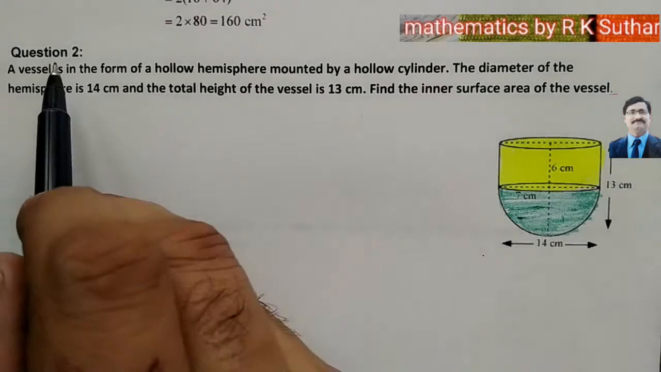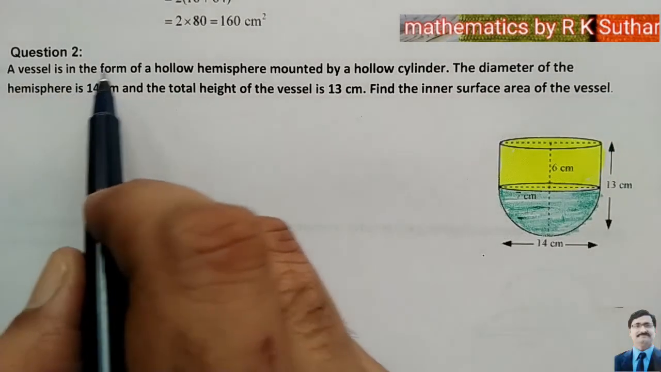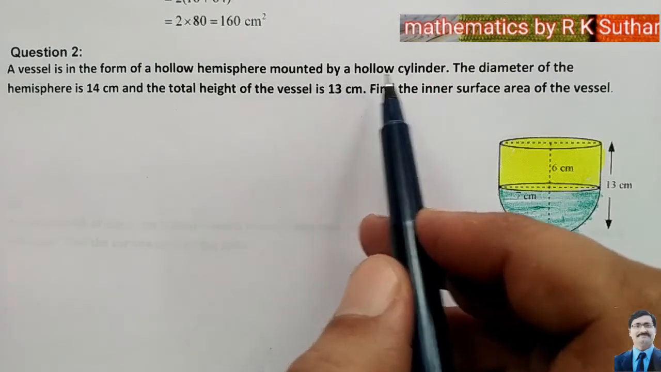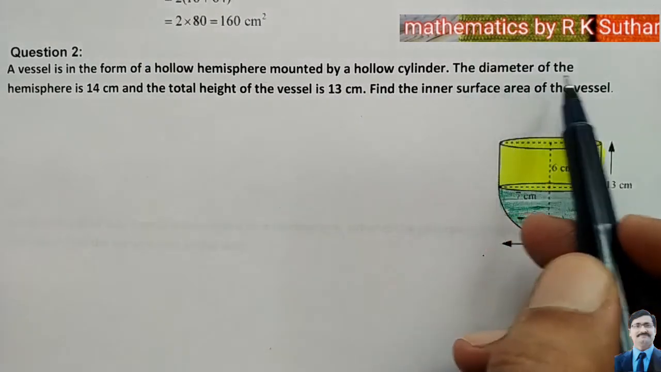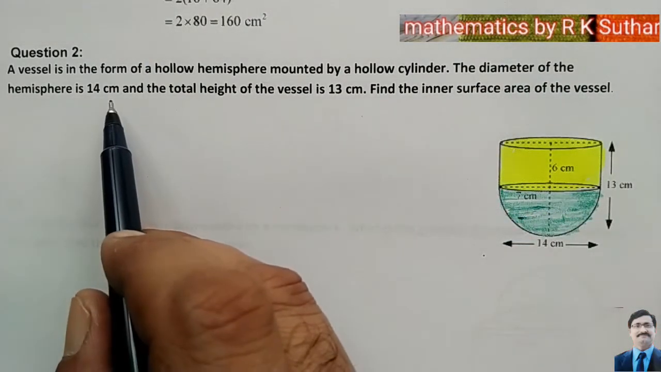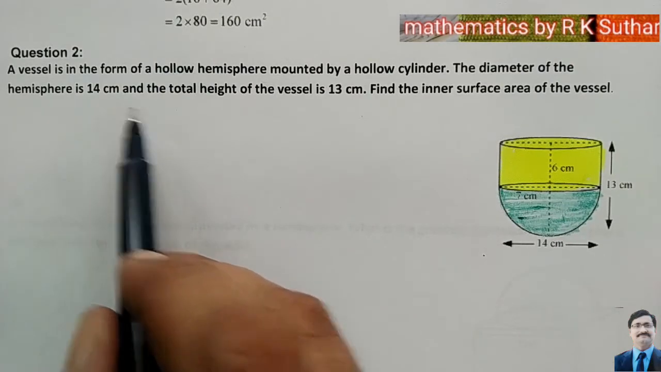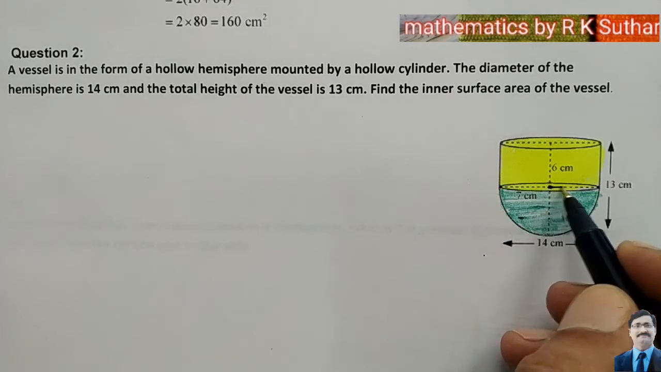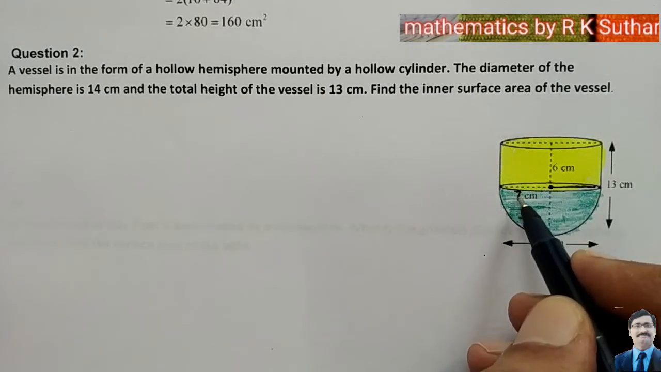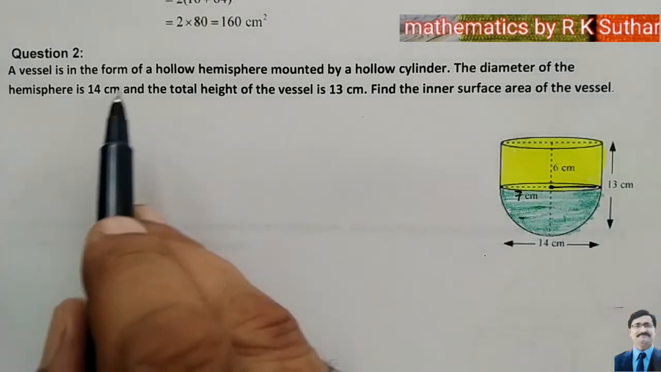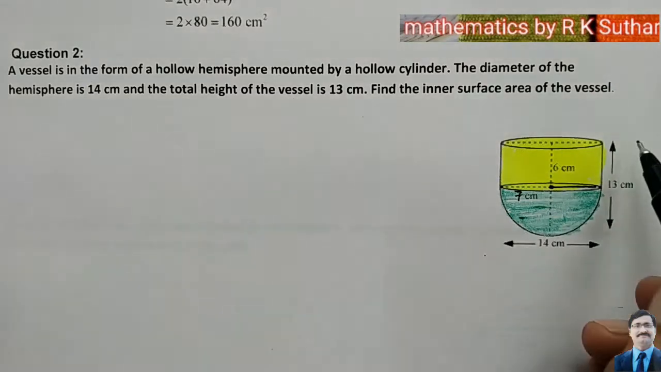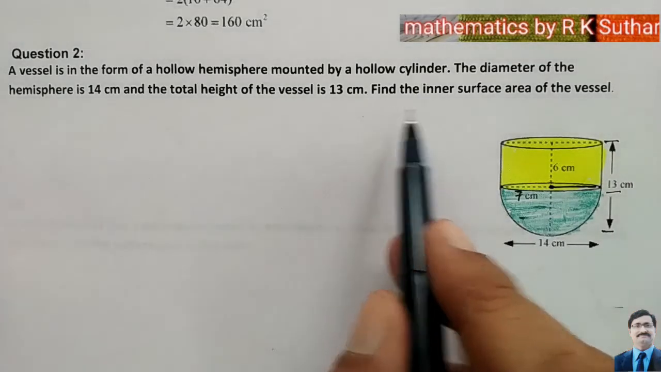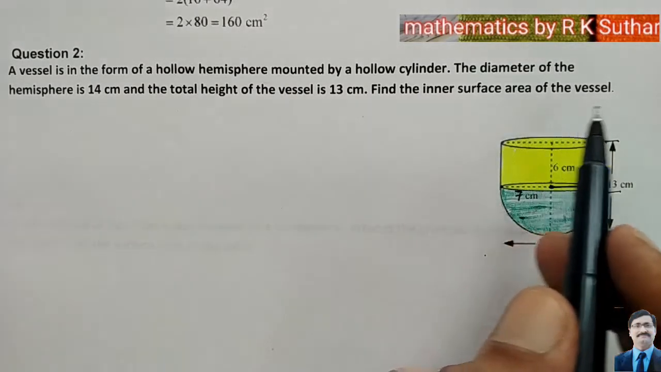Now question 2 is: a vessel is in the form of a hollow hemisphere mounted by a hollow cylinder. The diameter of the hemisphere is 14 centimeter. Look, the diameter is 14 centimeter, which means the radius will be 7 centimeter. The total height is 13 centimeter. Total height of this vessel is 13 centimeter. Find the inner surface area of the vessel.